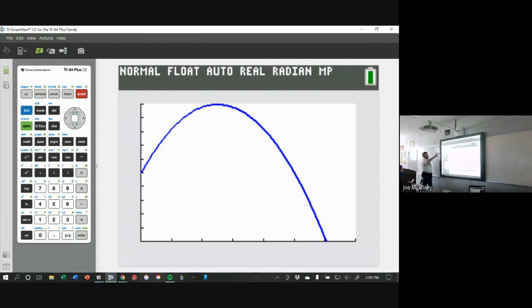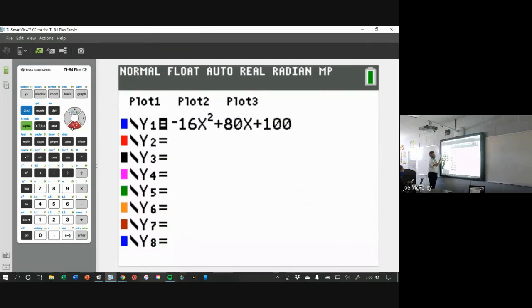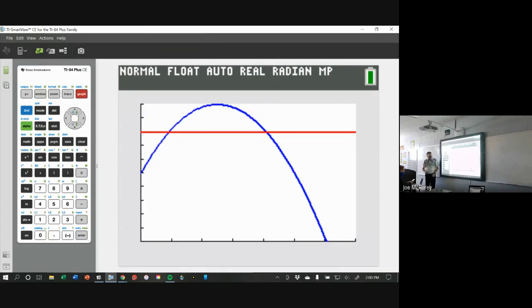So what if I went into y equals and I said, okay, y1, that's the path of my ball. I want y2 to be 160. That's just a horizontal line, right? Yes. And that's going to cut the path of the ball. Can you see where the ball is above 160? Yes. Can you calculate those two values? Can you tell me exactly this x value and exactly this x value on the calculator? Yes. How?